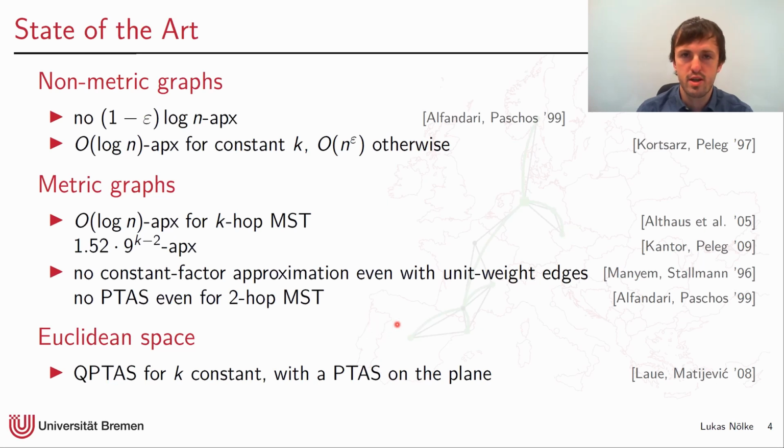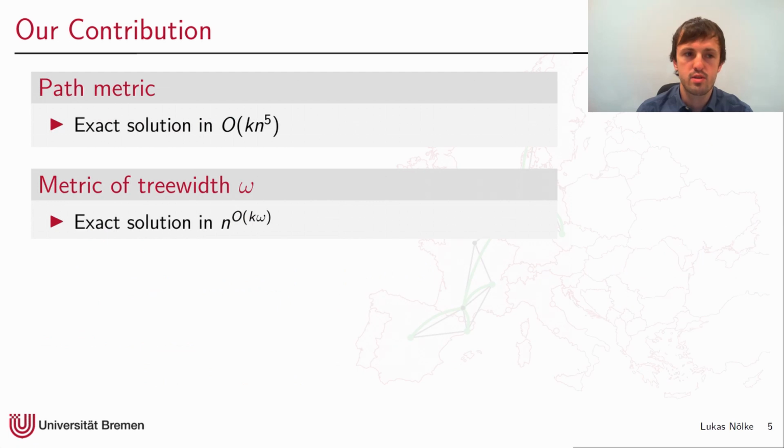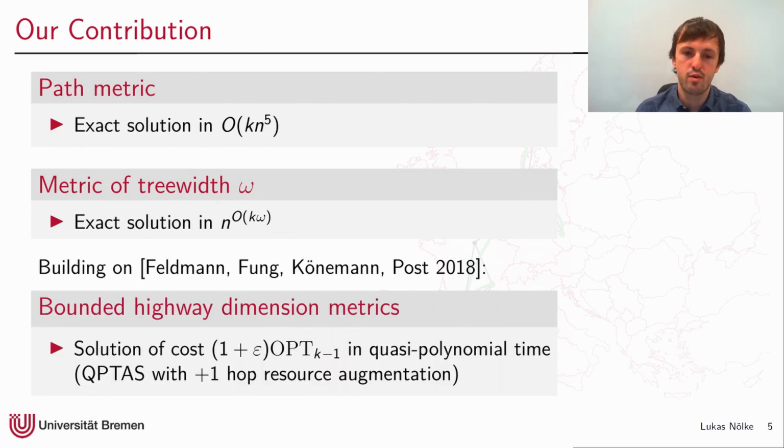In contrast to these approximation results, we give exact algorithms for specifically structured metrics. That is, for metrics that are induced by a path, we can obtain an exact solution in time O of k times n to the 5. And for metrics of treewidth omega, we can obtain a solution in time n to the O of k times omega. Then using a recent result due to Feldmann, Fung, Könemann, and Post, we can extend this to bounded highway dimension metrics and show that we can obtain a solution of cost (1 plus epsilon) times the cost of an optimal solution that uses one hop less than we do in quasi-polynomial time.